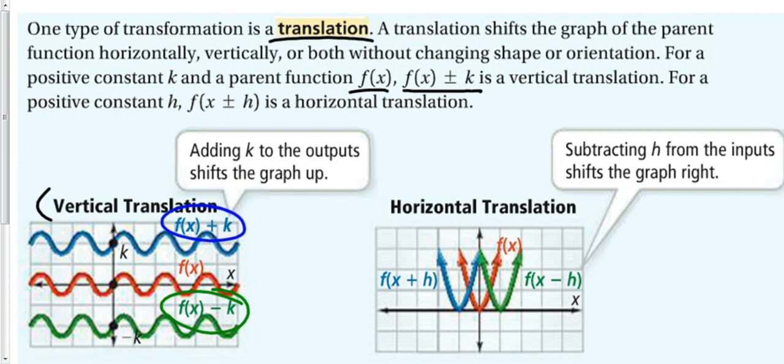Horizontal translations work a little bit differently. I see that if I add something to the input of a function, I would shift the function to the left. If I subtract something from the input of a function, I would shift that function to the right. So by adding a constant h inside of the function, into the inputs of a function, I would have a horizontal translation. A plus h moves it to the left, a minus h moves it to the right. And those are translations: left, right, up, and down.